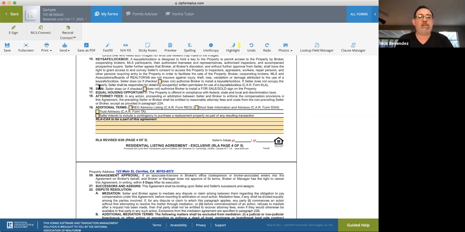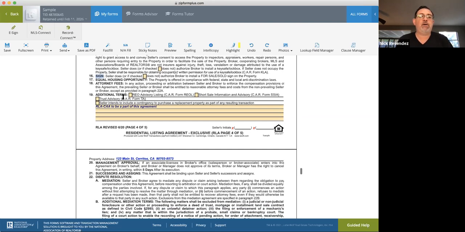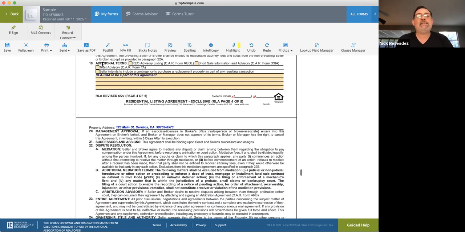16 talks about putting a sign up or not. Then we have our equal housing opportunity and right to reasonable attorney fees paragraphs that we always have. 19 is our additional terms. Here's where we can either add documents or we can add in more verbiage. You notice here I put in here that the RLA-CAA is a part of this agreement, the residential listing agreement and coronavirus addendum or amendment, which we'll look at in a minute.